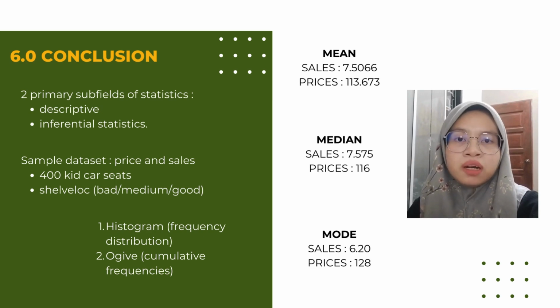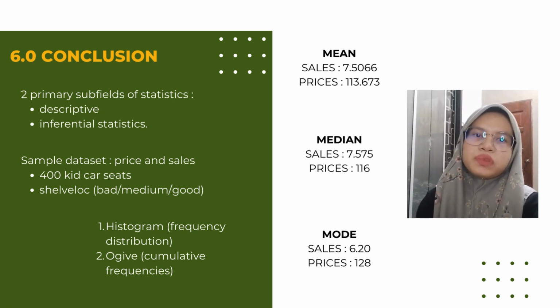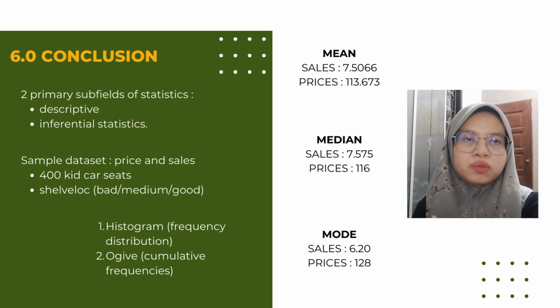It was discovered that the mean price was 113.73 and the mean sales were 7.5066. The price and sales medians were 116 and 7.575 respectively. The mode price was 128 and the mode sales were 6.20. The data distribution showed a form that was skewed to the right, so it was a right skewed shape.